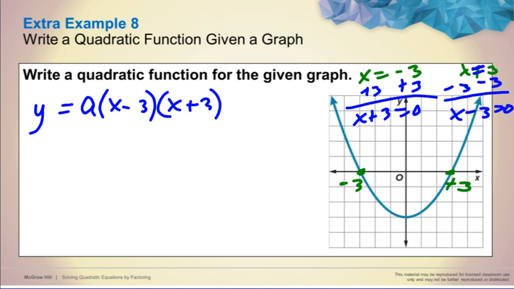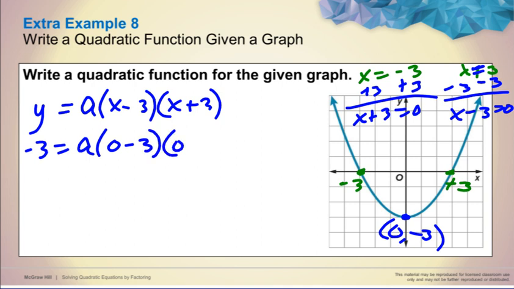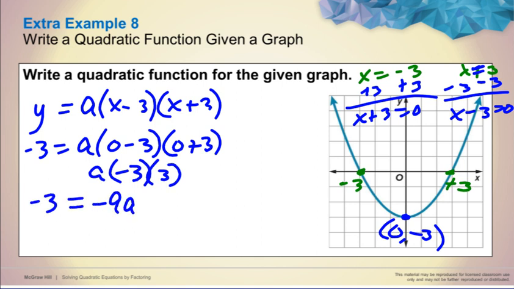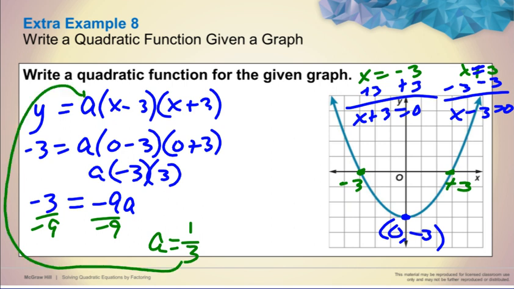If I need to choose a point, again, I would choose this point, which is 0, -3. So -3 in for y. I don't know my a, but my x is 0. So now I have -3 times 3 times a, which is -9a, equaling -3. Solve for a, divide by -9. A would equal 1/3. So I put that in for this a and I solve.